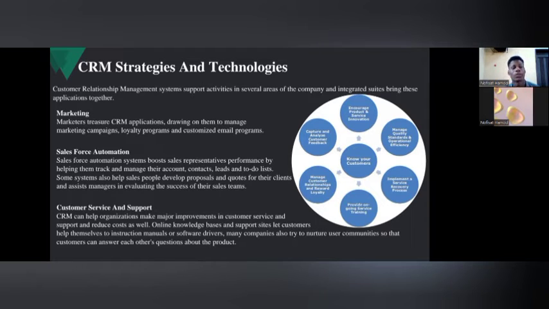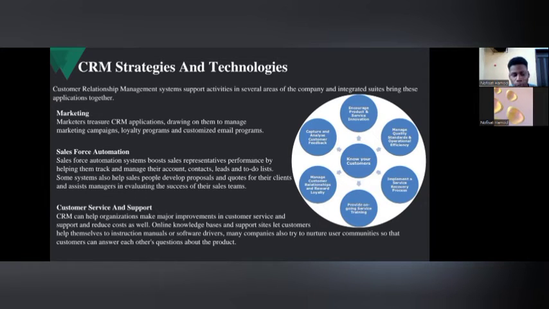Marketers treasure CRM applications, and they use them to manage marketing campaigns, loyalty programs, and customized email programs. That is, email programs that are tailored to suit each customer. For example, when we are drawing on a discounted item to suit a particular customer.